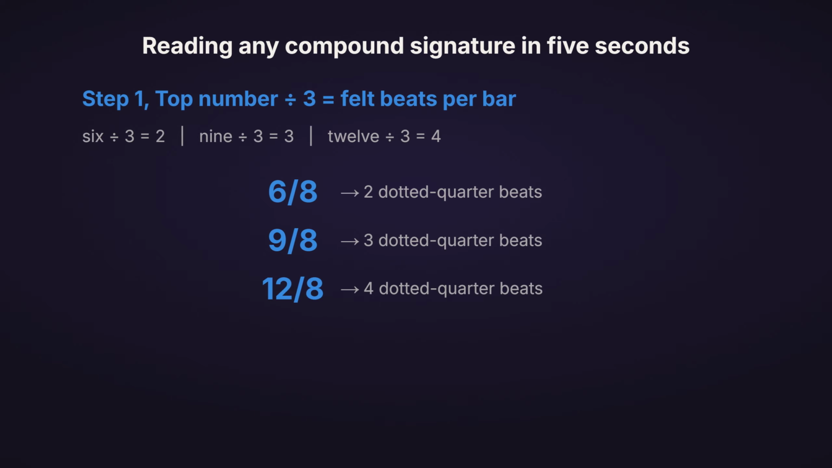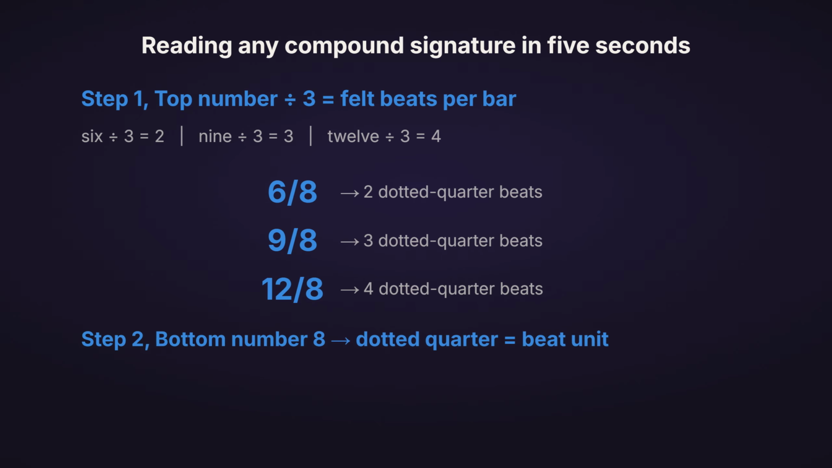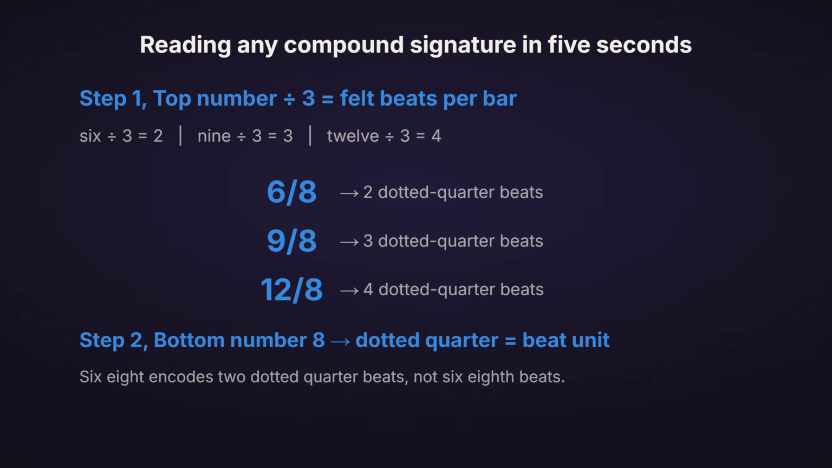Then look at the bottom number and raise it one note value to find the beat unit. Bottom number 8 becomes a dotted quarter. The numbers 6 and 8 look as if they mean 6 beats of 8th note, but what they encode is 2 dotted quarter beats, each subdividing into 3 eighth notes.